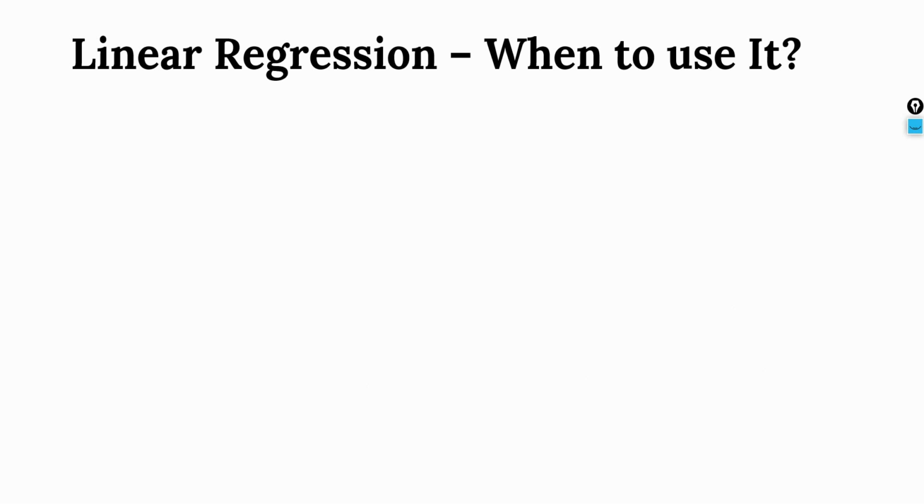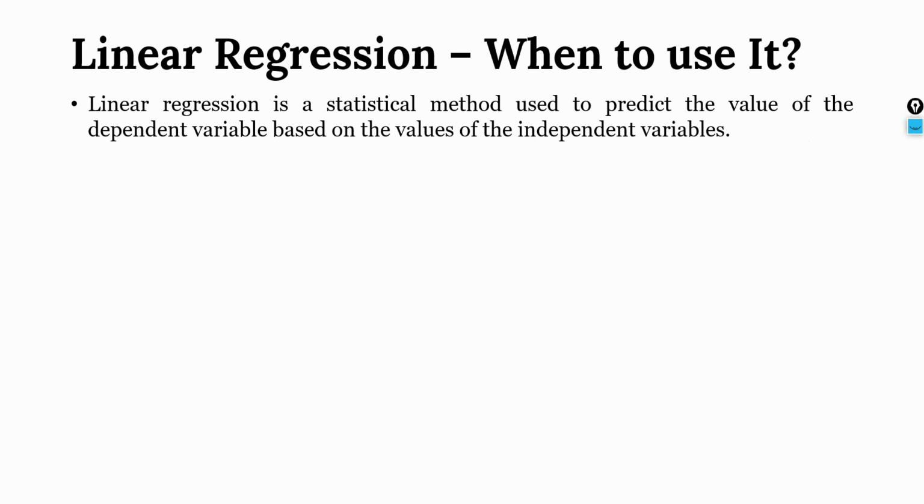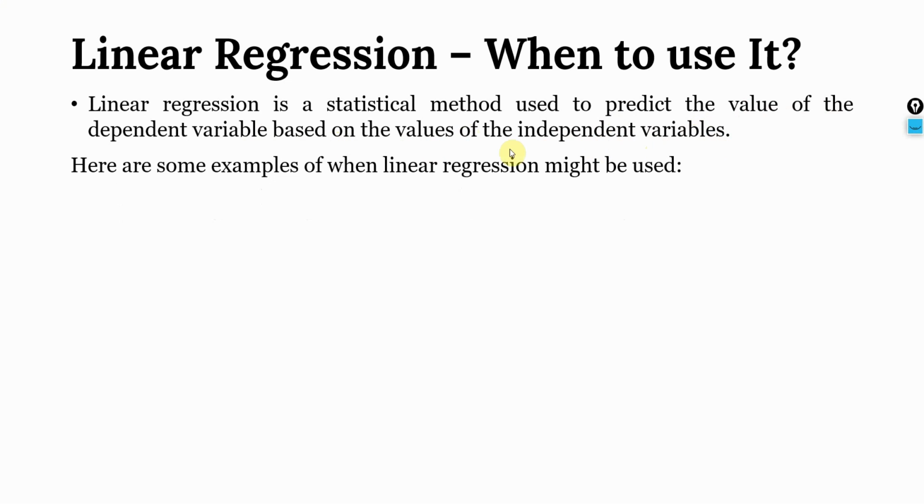So linear regression, when do we use it? Linear regression is a statistical method used to predict the value of the dependent variable based on the values of the independent variables. Now here are some of the examples when linear regression might be utilized.